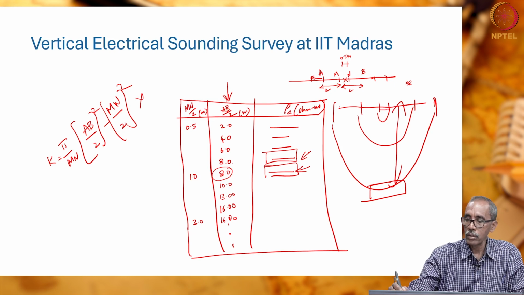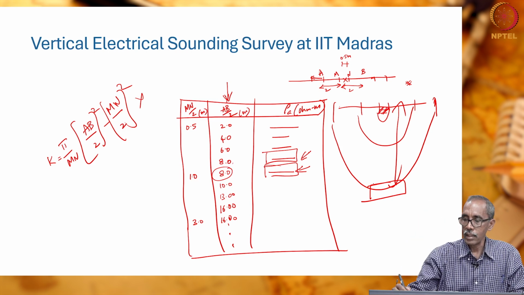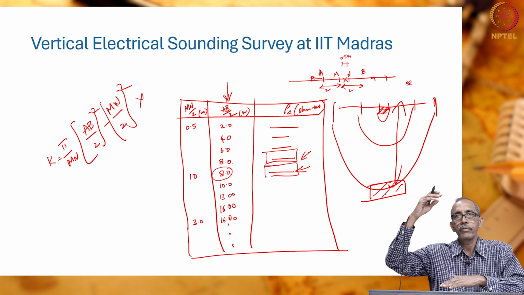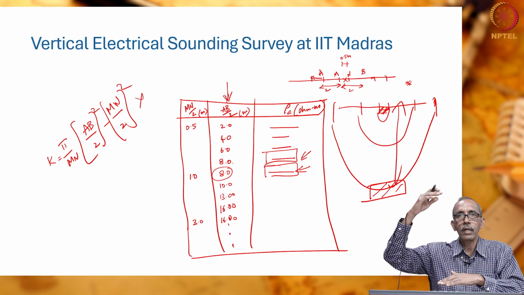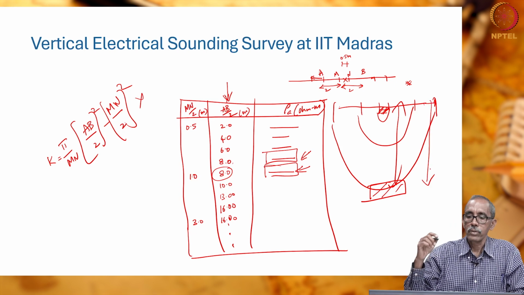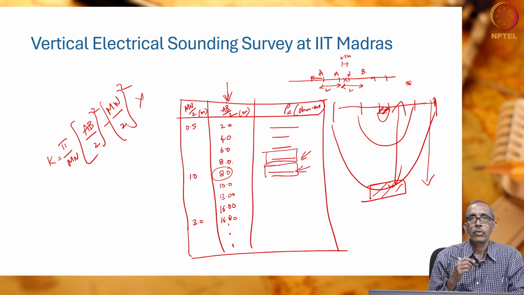Whereas, when the electrodes are very close, we are almost measuring the true resistivity of the layer very close to the surface of the earth. Whereas here we are only measuring the apparent resistivity, which is the combined effect of all the layers from here to here. Okay. So, now we have got data of AB by 2 versus rho A. This is what we were using for interpretation, right.